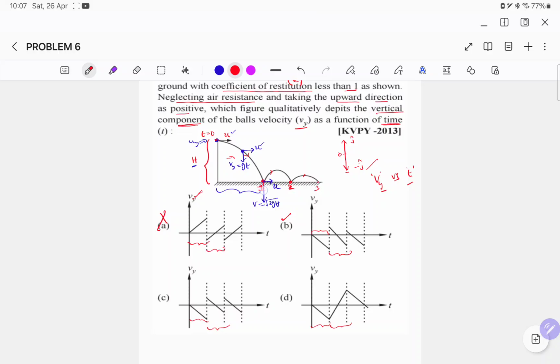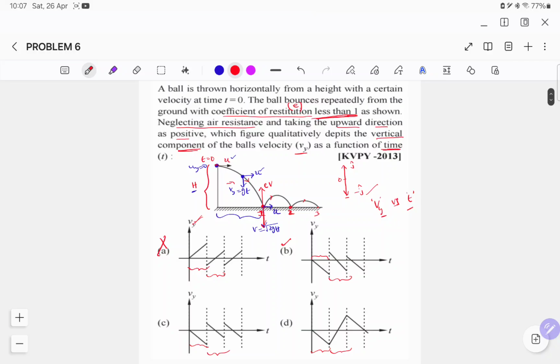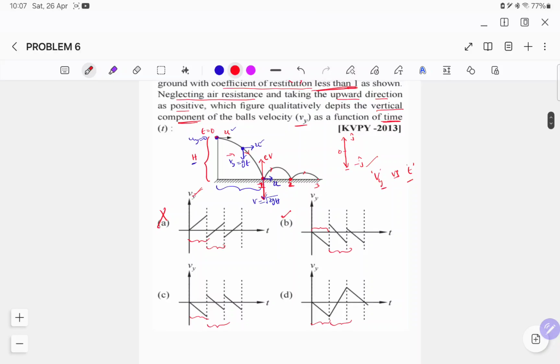See, as it hits with V, it bounces with EV. Anyone who knows some fundamentals regarding collisions can notice immediately that the vertical component will be taken in the upward direction with value EV, where E is less than 1. We know that for inelastic collisions there will be loss of energy in the collision.